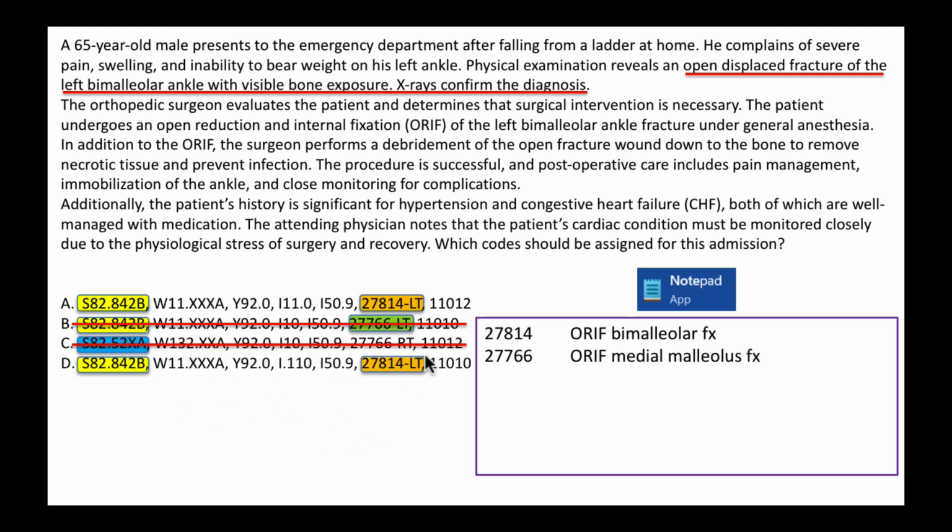A and D are still remaining, and the only difference now is that A has 11012 and D has 11010. Please pause the video, open your CPT book, and look them up now. I'll wait for you. Assuming you already looked them up in your CPT book, here's what you found.